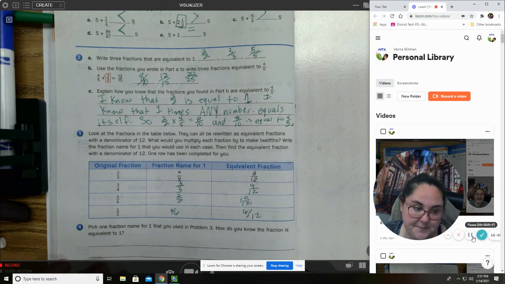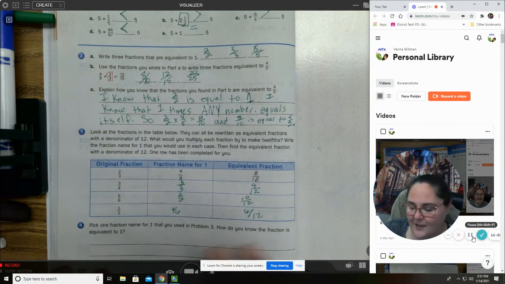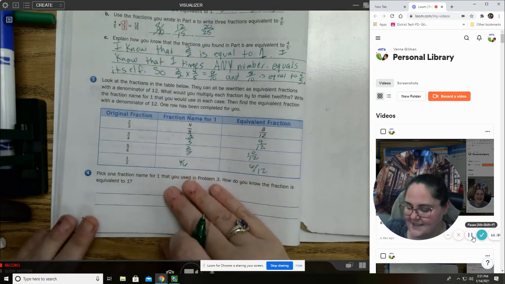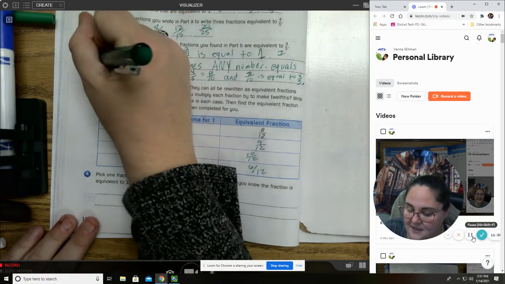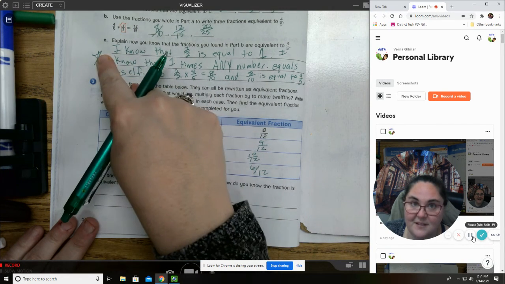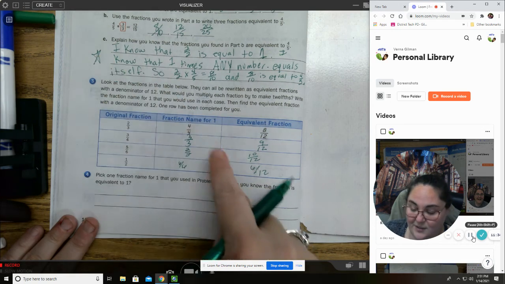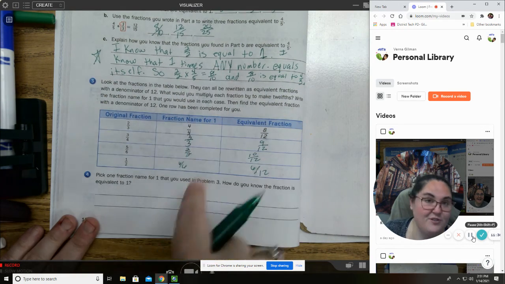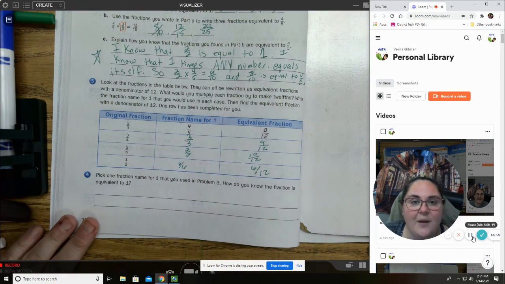Awesome. And finally, number 4. It says pick one fraction name for one that you could use in problem 3. How did you know the fraction is equivalent to 1? I want you to write this out. Here's a big hint. Look at the words that I chose here. Look at the numbers that we chose here. Just change the numbers and you should be fine. I want you to type it out.